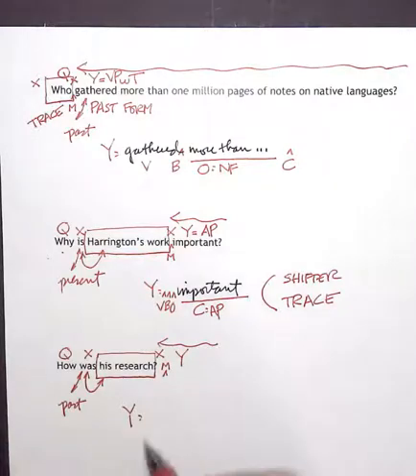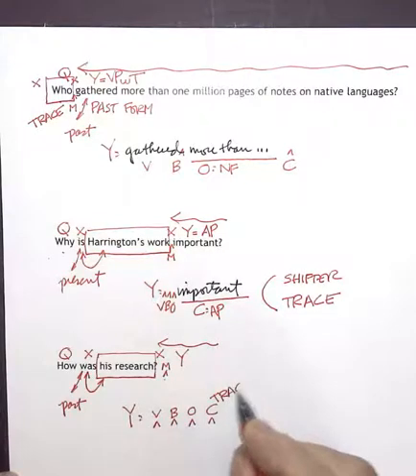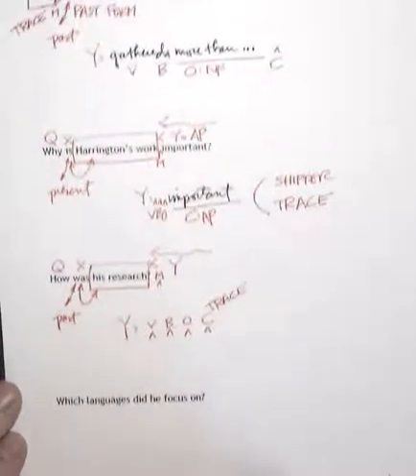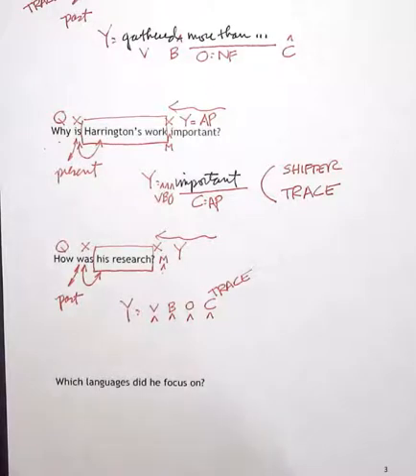The Y has places for a verb, a particle, an object, and a complement. Now let's make an answer to this question. How was his research? His research was fantastic. The trace is in the complement place. So how expresses the complement in this sentence? And I think we're on our last one. Which languages did he focus on? So please, analyze this sentence, come back, and then we'll look at it together.